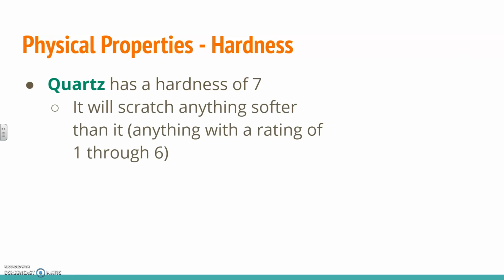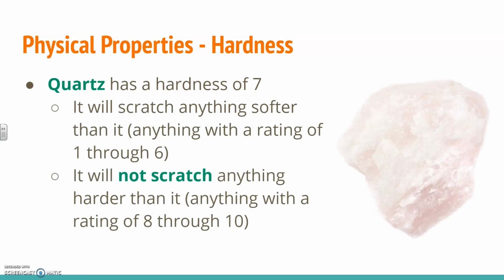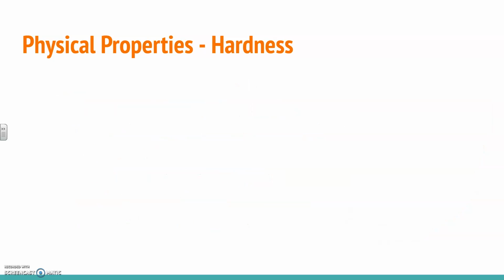So quartz has a hardness of 7, which means it will scratch anything softer than it. If I took a chunk of quartz and I rubbed it up against some gypsum, the gypsum's going to powder, the quartz is not, because gypsum has a hardness of 2. But it will not scratch anything harder. So if I took this quartz and a piece of diamond, my quartz would get a scratch. My diamond would not. Okay, so you'll catch on to this as you get your hands dirty next week.